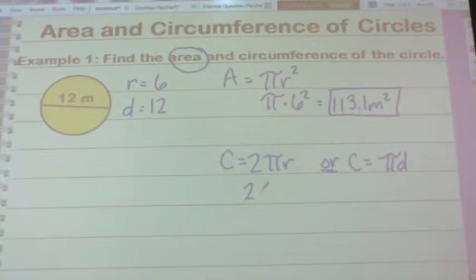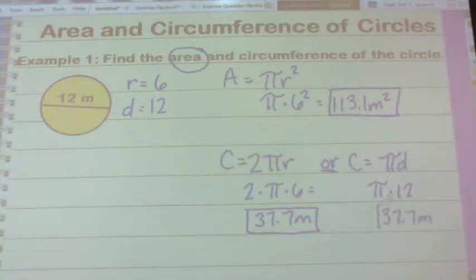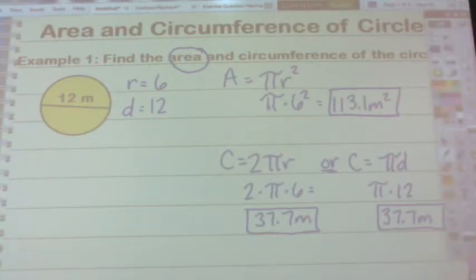The first one is 2 times pi times the radius, which is 6. 2 times pi times 6, rounding to the nearest tenth, is 37.7 meters. The other formula is pi times diameter. So pi times the diameter, 12, is also 37.7 meters. So either one of those formulas will work.